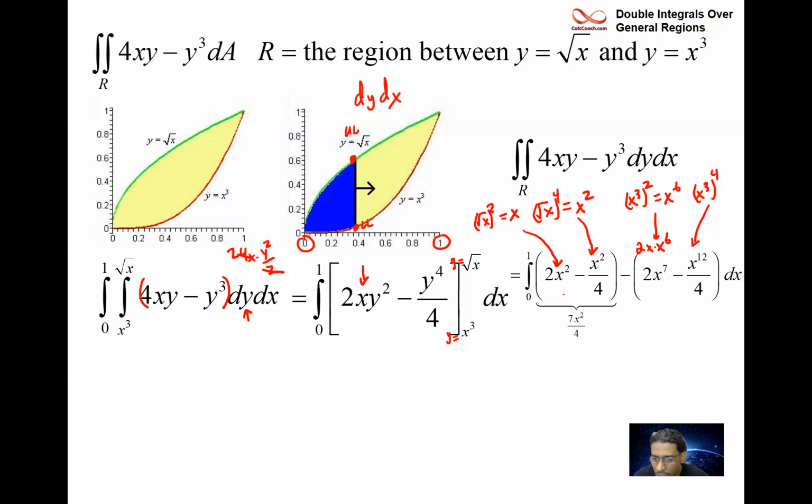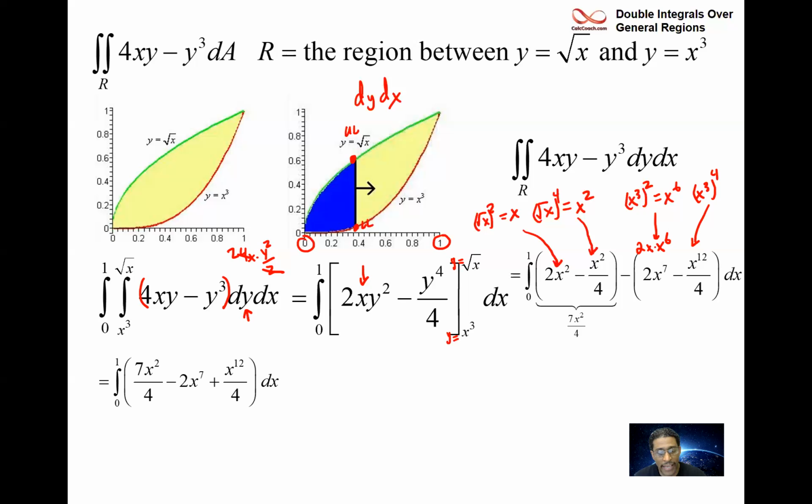Well, something nice happens here. The 2x squares can be put together. 2 of them minus 1/4 of them is 7/4 of them. And now you're in a Calc 1 integral. Polynomial in nature, so just antiderivative. And the bounds are nice, 0 and 1.